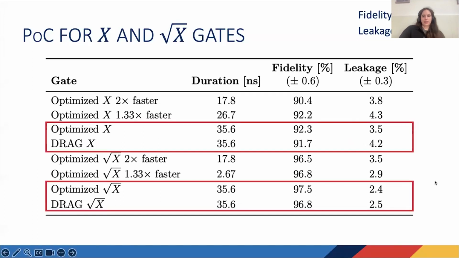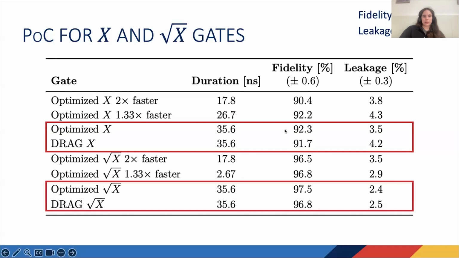And here we can compare the gates that are the same length, the same duration: my optimized gate and the drag gate. My optimized gates have higher fidelity and lower leakage than those default gates on IBM. So the agent was able to find better gates.